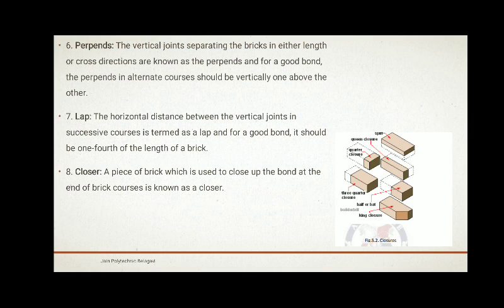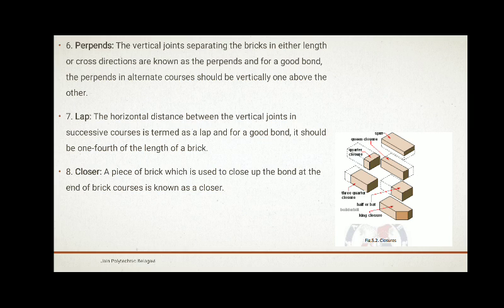Next is perpends, the vertical joints separating the bricks in either length or cross directions are known as perpends, and for a good bond the perpends in alternate courses should be vertically one above the other. Next is lap. The horizontal distance between the vertical joints in successive courses is termed as lap. For a good bond, it should be 1/4 of the length of the brick.